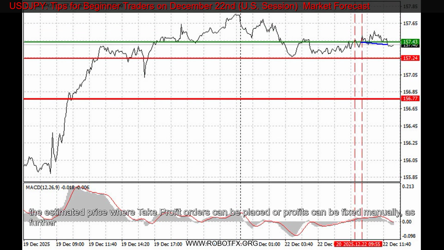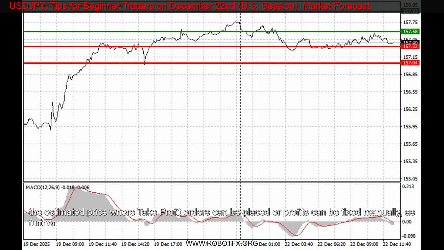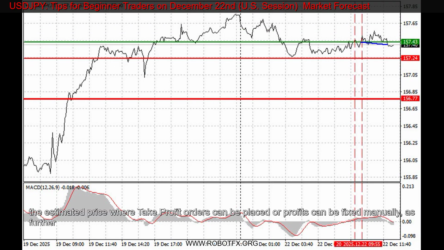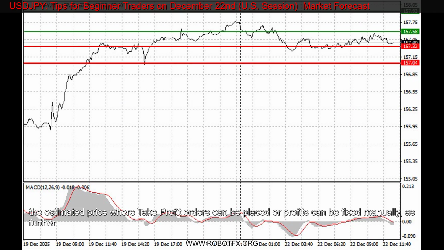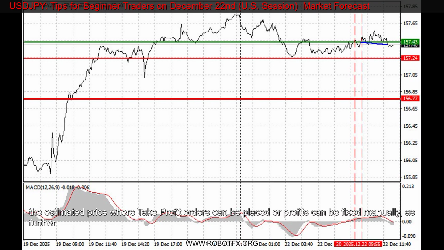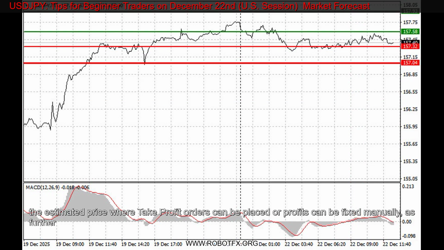What's on the chart? Thin green line: the entry price at which the trading instrument can be bought. Thick green line: the estimated price where take profit orders can be placed or profits can be fixed manually, as further growth above this level is unlikely. Thin red line: the entry price at which the trading instrument can be sold. Thick red line: the estimated price where take profit orders can be placed or profits can be fixed manually, as further decline below this level is unlikely. MACD indicator: when entering the market, it is important to rely on overbought and oversold zones.